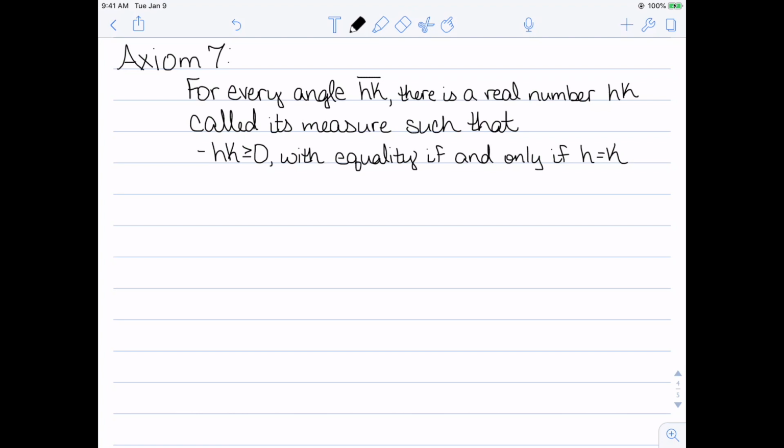The first property says that the angle measure is greater than or equal to 0, with equality if and only if H is equal to K. So this says that angles will always be greater than or equal to 0, and the only time it's equal to 0 is in that degenerate case, where the two rays coincide. Other than that case, it will be a positive number. And the second property says that the measure of angle HK is equal to the measure of angle KH. This essentially says that it doesn't matter if I measure angles clockwise or counterclockwise, they should be the same.